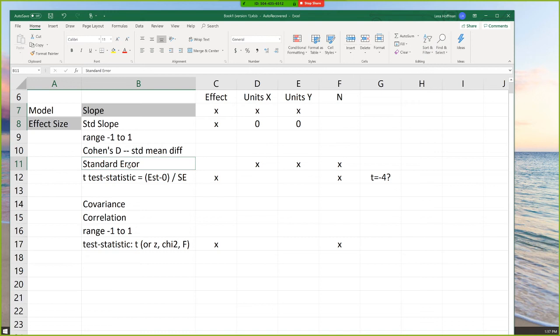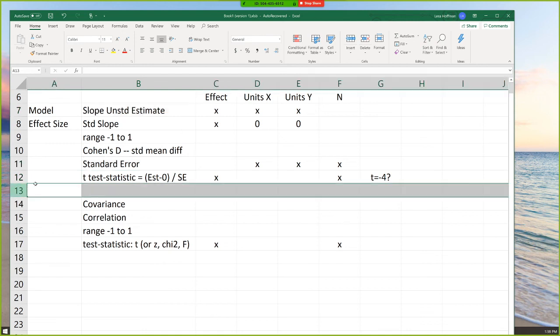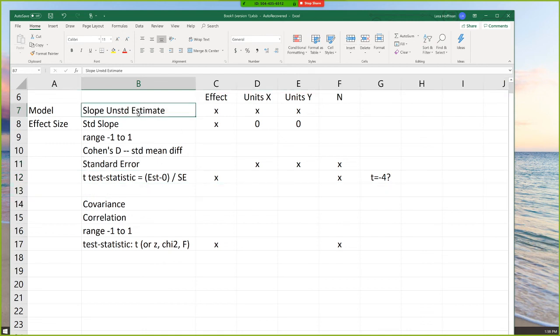If you know the slope unstandardized estimate and the standard error, then you know T. And if you know your sample size, you know what the p-value is that goes with your T. So in practice, people usually take a shortcut and give you the slope, the standard error, and the p-value. But just having a T doesn't tell you how strong your effect is because T is contaminated by sample size.